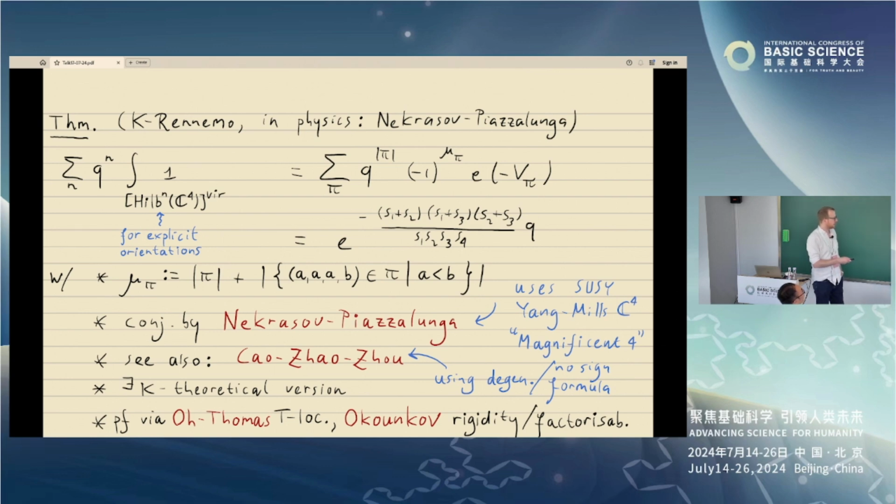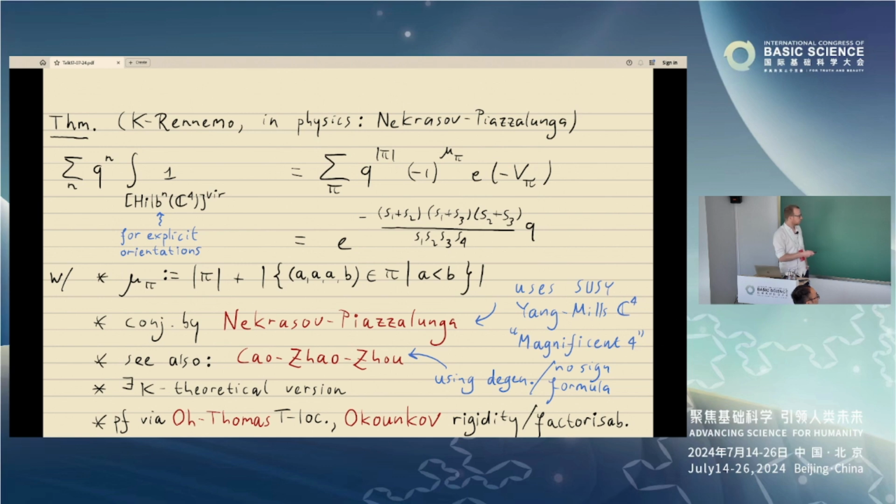It's the exponential of minus (s1 plus s2)(s1 plus s3)(s2 plus s3) over s1 s2 s3 s4 times q. And as Artan pointed out, you should view this exponent here modulo the relation that the sum of the s_i's is 0. So then it looks more symmetric. So what is this sign here? This sign is very interesting. So mu of pi is the size of pi plus the number of boxes (a, a, a, b) in pi with a smaller than b. Again, this formula was first discovered in physics by Nekrasov-Piazzalunga, but using completely different techniques. They use supersymmetric Yang-Mills theory on C^4.